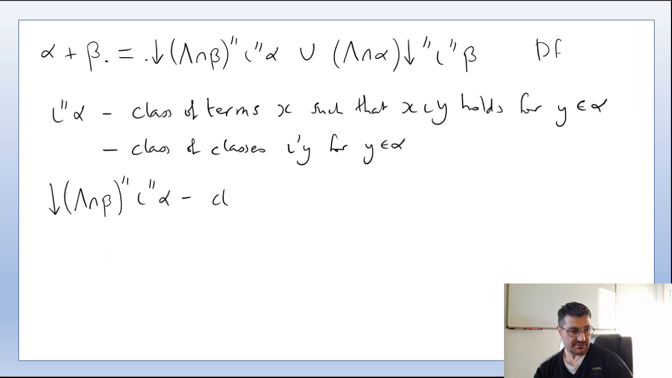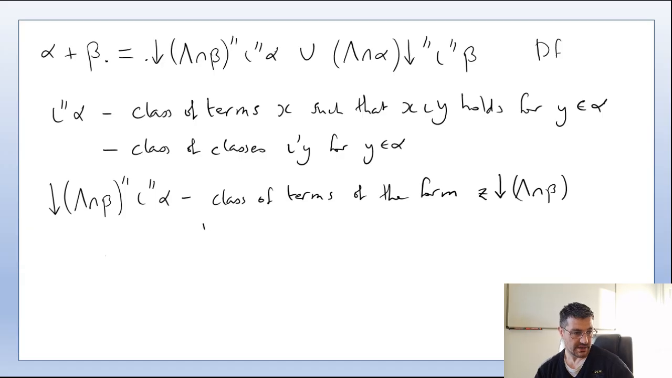Okay, so we've got the class of terms of the form z ↓ λβ, where z is going to be a member of ι″α. Okay, so this is how I've explained this in a previous video. This is how I kind of start to build a picture.